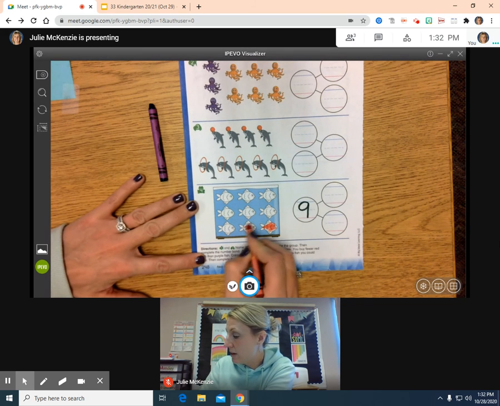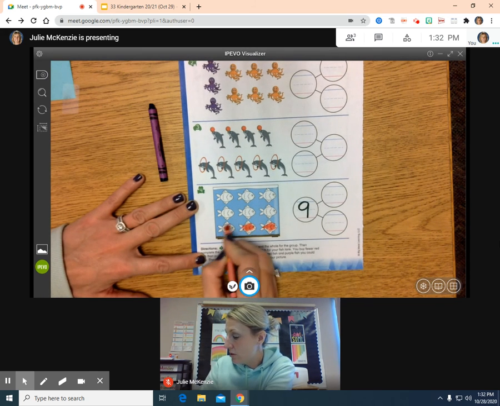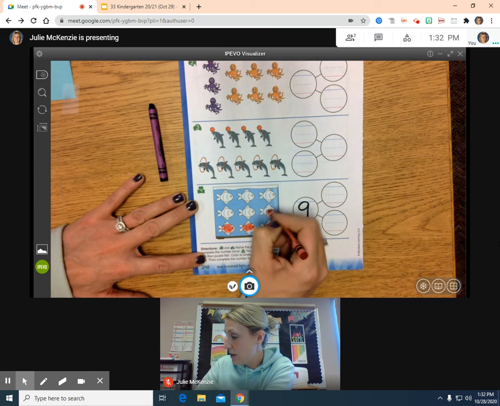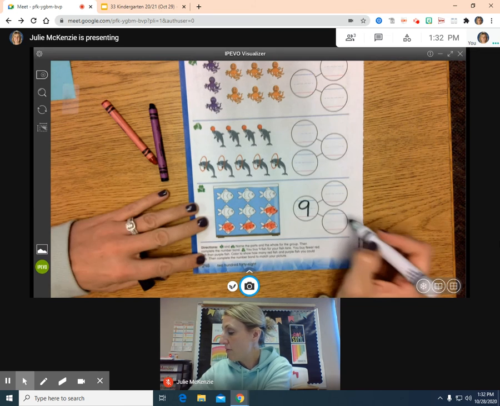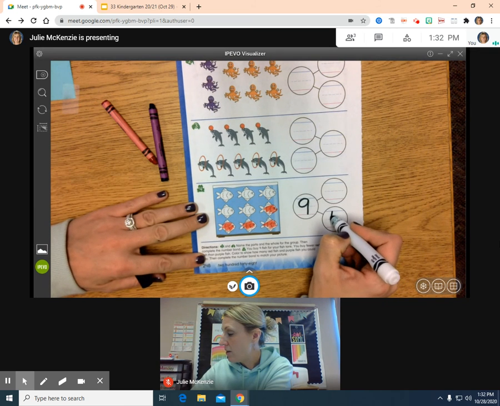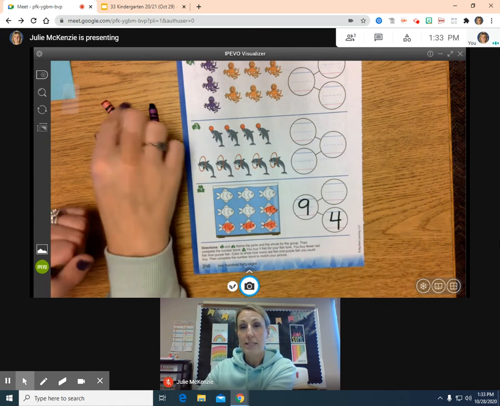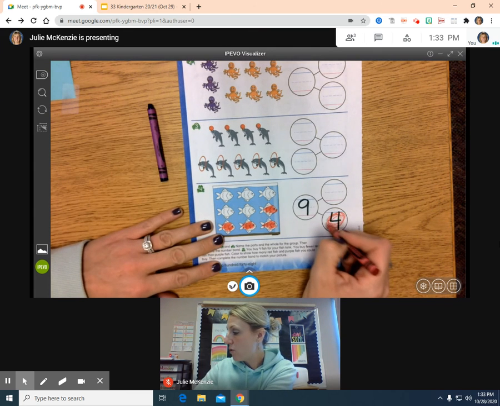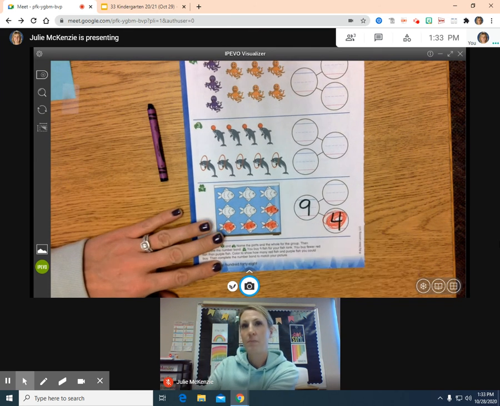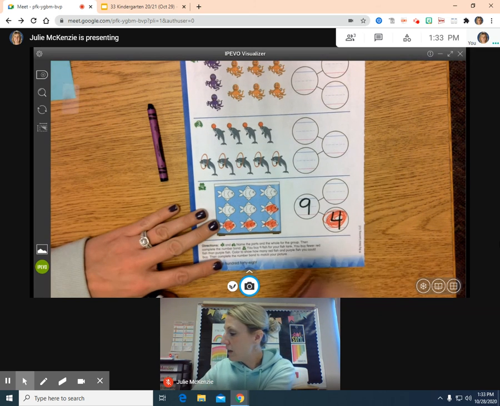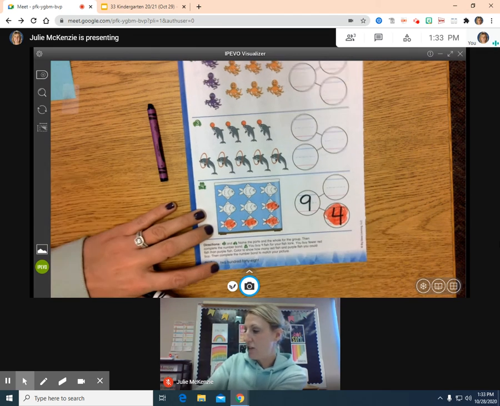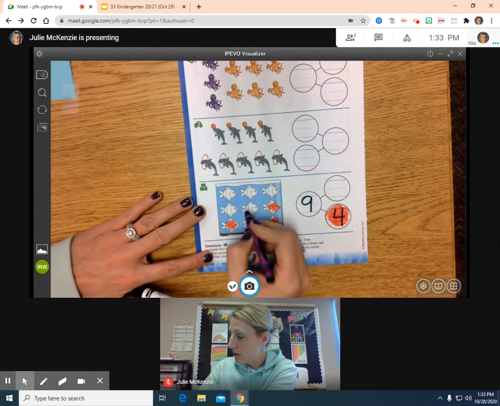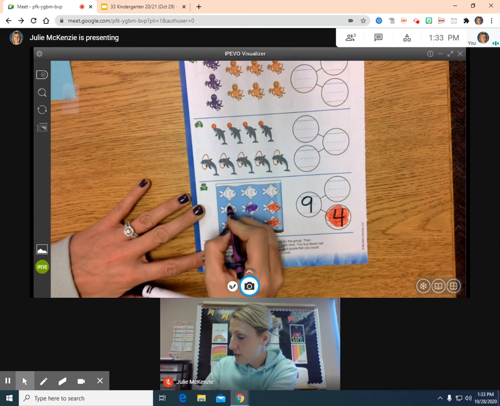1, 2, 3, 4. So I'm going to write that number for one of the parts, down and over and down once more. That is how I make a 4. I'm going to color it red just for fun because that represents my red fish. Okay, and now the rest of my fish I'm going to make purple. So I'll color those in. So this is the other part.